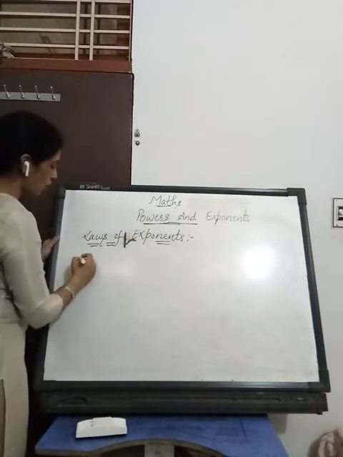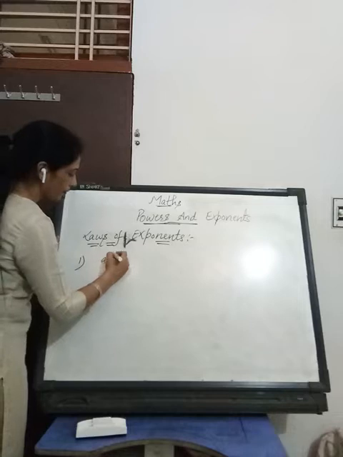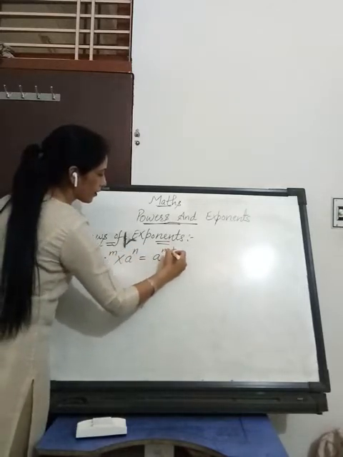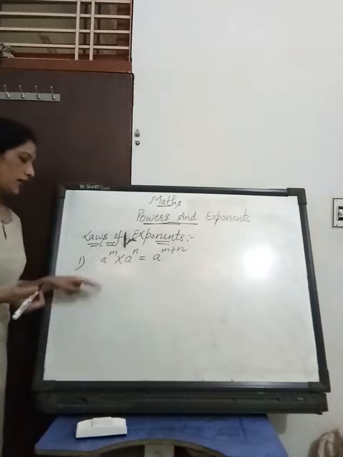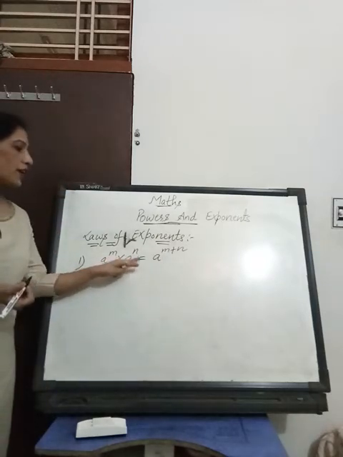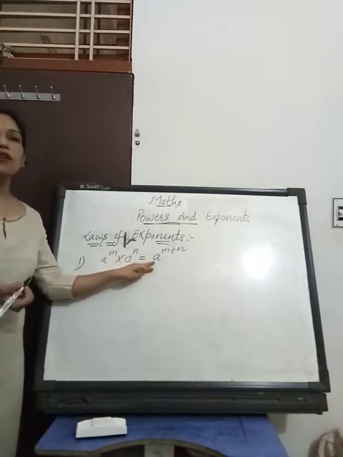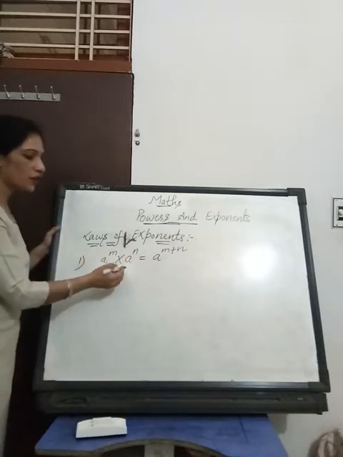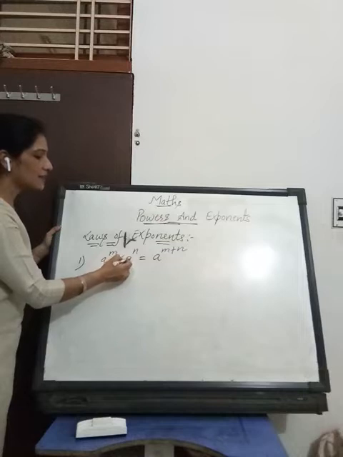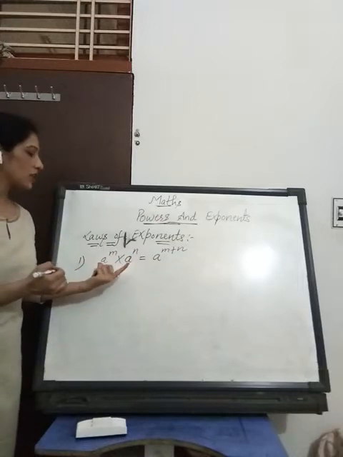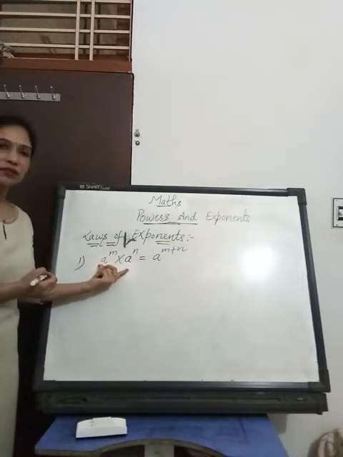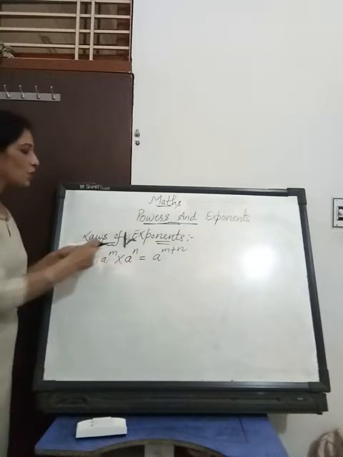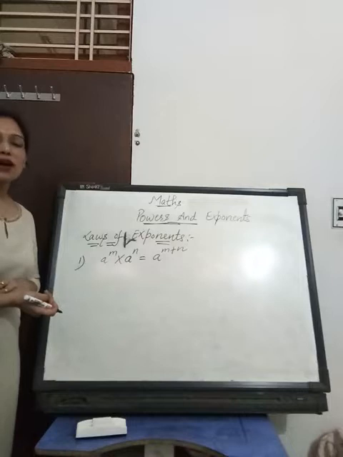And the very first law is what I write over here: a raised to power m multiply a raised to power n is equal to a raised to power m plus n. So what is similar over here? Base are same. So very first law is, if the base are same and there is a sign of multiplication in between the base, you have to add the powers.